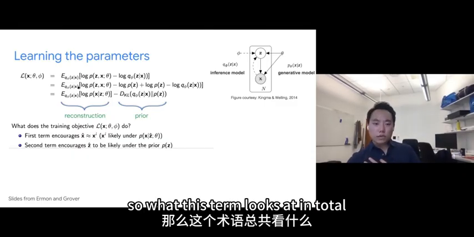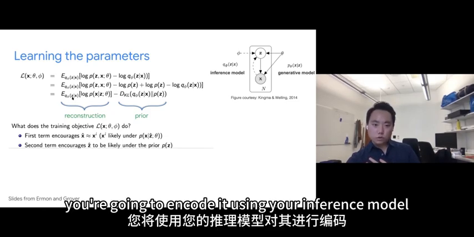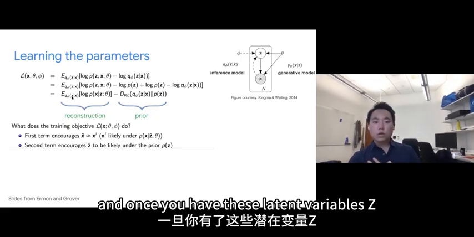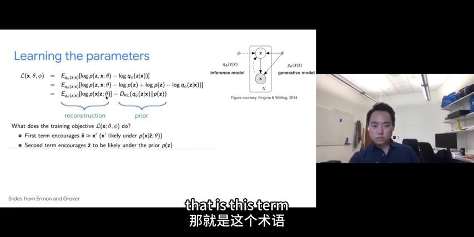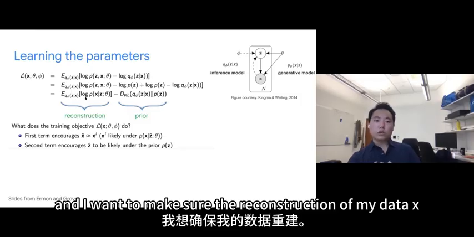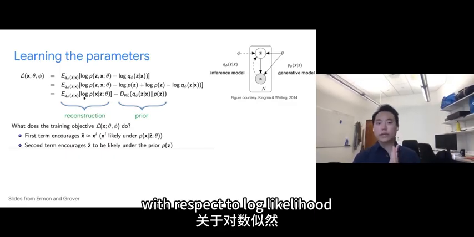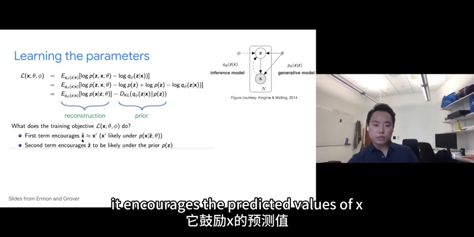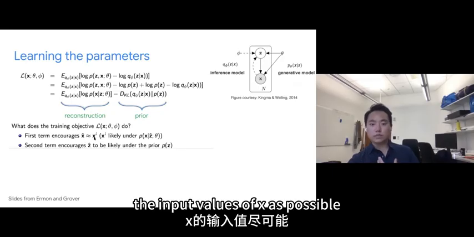So what this term looks at in total is that you first take x and encode it using your inference model, and you do it multiple times so that we can approximate this expectation. Once you have these latent variables z, you put them through your generative model and try to reconstruct your data x. That is this term. I want to make sure the reconstruction of my data x is as high as possible with respect to log likelihood. So that is exactly reconstruction. It encourages the predicted values of x to be as similar as possible to the input values of x.